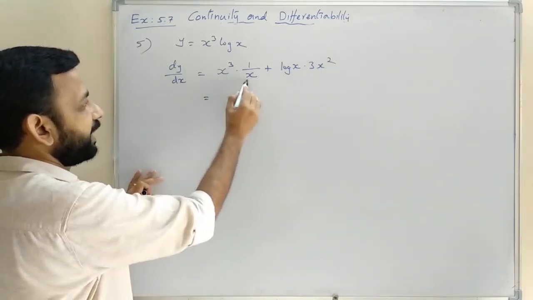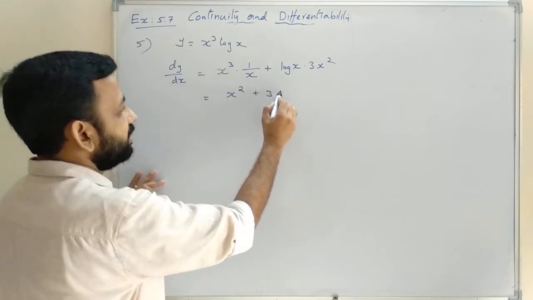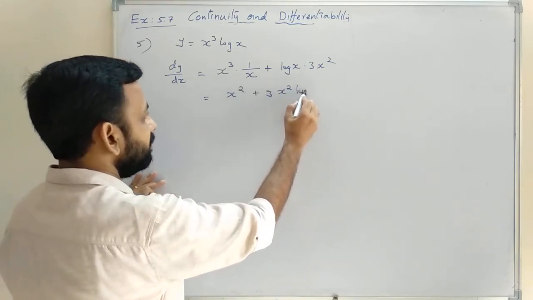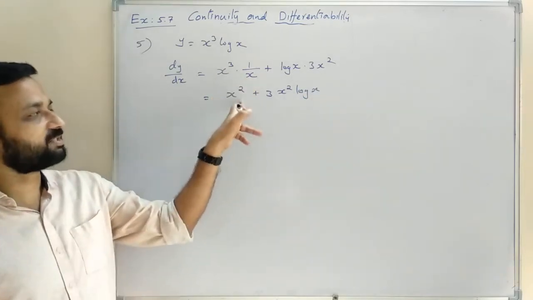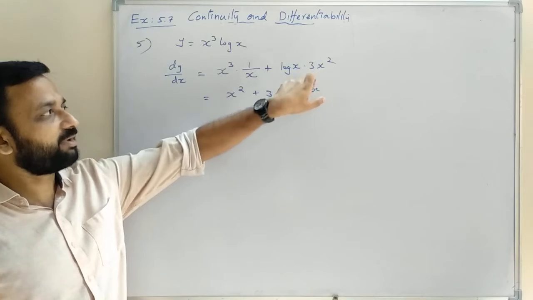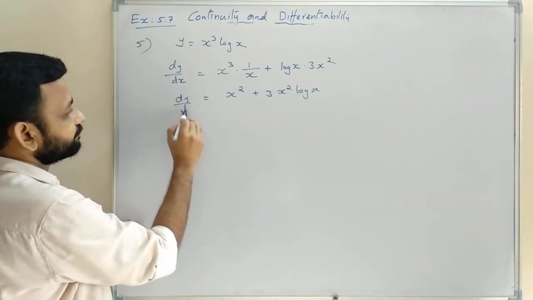So we can simplify this one. x cube upon x, that is x square, plus 3x square log x. x cube and x cancelled, x square plus 3x square log x. This is the first derivative dy by dx.